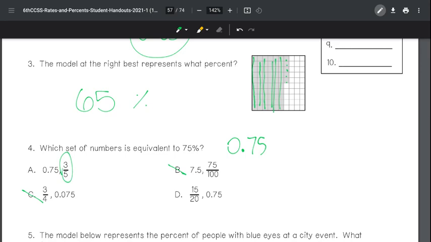So what I'm going to do is take top number divided by bottom number in my calculator and figure out which one gives me 0.75. The answer is D. 15 divided by 20 is 0.75. If you did 3 divided by 5, you would have got 0.60 or 0.6, which is 60%, which is wrong.